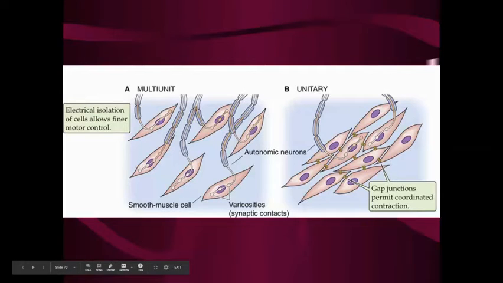Here's a comparison between multi-unit and single unit smooth muscle and their stimulation. So you can see with multi-unit, each of those individual cells are getting their own stimulation, which means they can contract and relax independent of each other. With the single unit, the gap junctions are going to permit coordinated contraction, because that pacemaker cell that's getting the signal will then spread that to all of the cells and cause it to work as one functional unit.